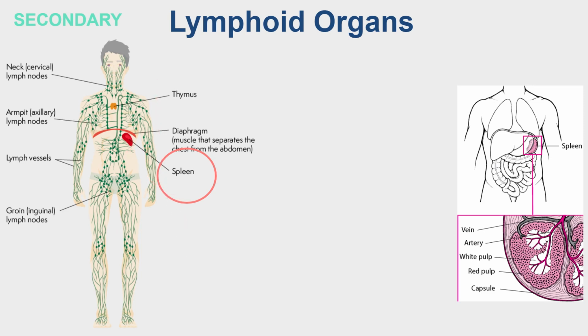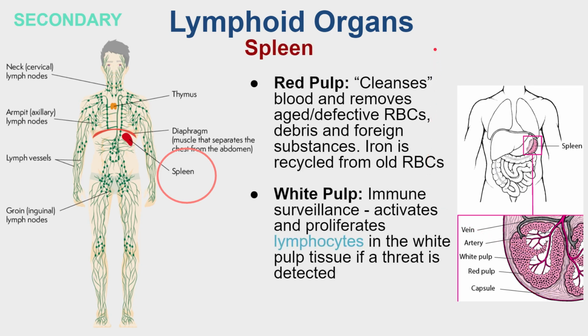Here's your spleen. It's right here under your diaphragm. And the spleen is made up of red pulp and white pulp. And I know, very, very creative names. Anatomists came up with it. But they have two different jobs. The red pulp cleanses the blood. It removes any aged or defective red blood cells. Remember, red blood cells carry oxygen around the body. It also removes debris or foreign substances. And one thing to note, iron from those old red blood cells is recycled and sent back to the bone marrow so that it can be reused in new red blood cells, which I think is pretty groovy.